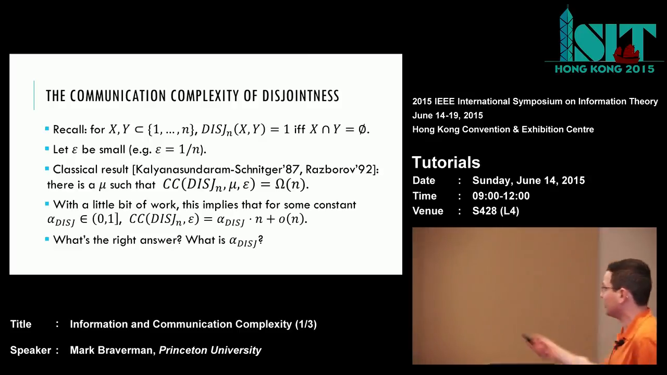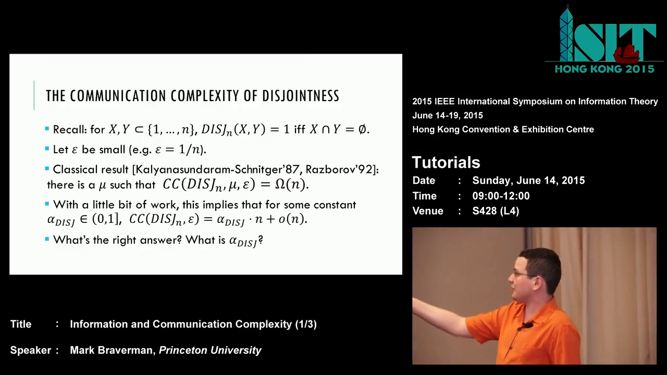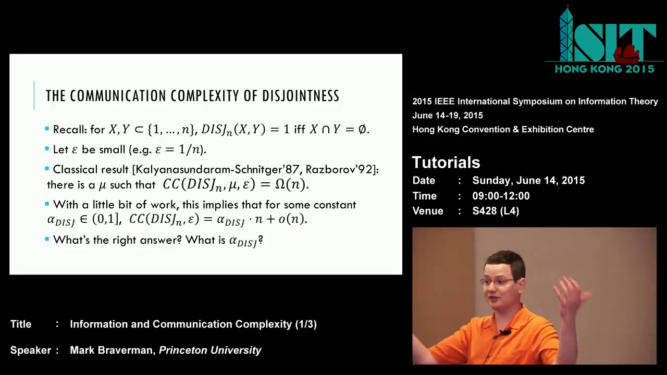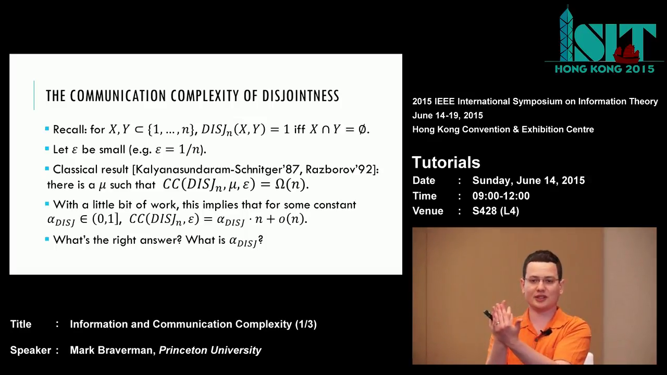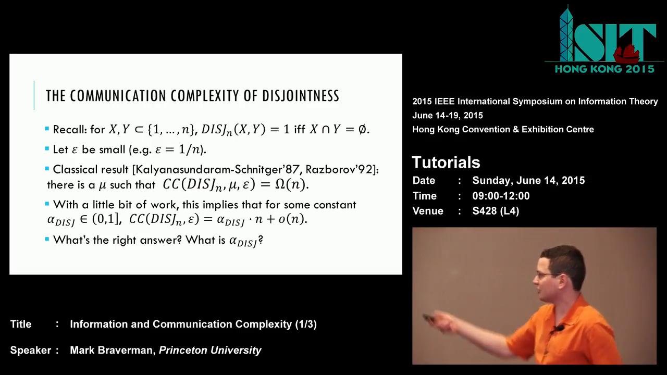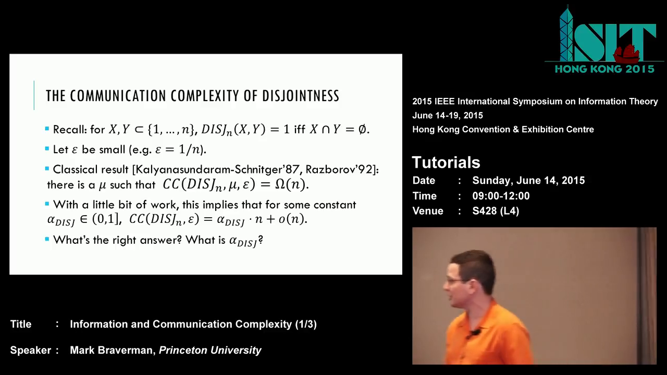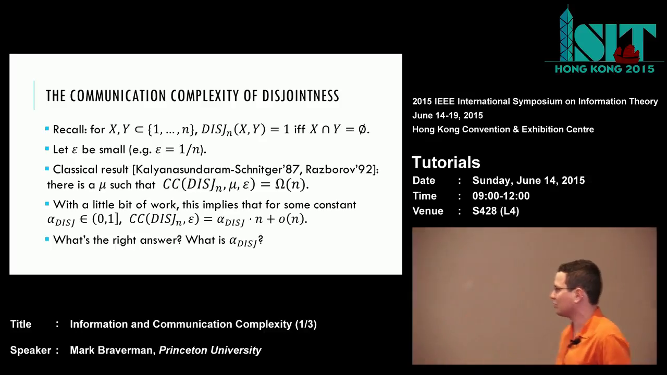But let's talk about disjointness. Remember, the disjointness question is: Alice and Bob get subsets of 1 through n, so lists of numbers between 1 and n, and they want to know, is there an element in common? And let's say the error is small. It doesn't matter what it is as long as it's not too small. Let's say it's 1 over n. So it goes to 0, but not too fast, not exponentially fast.